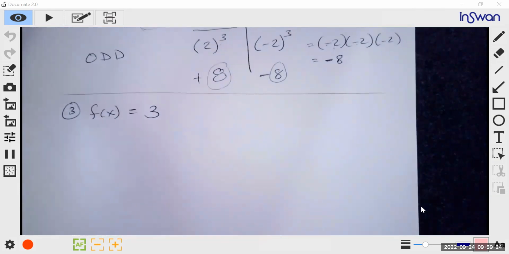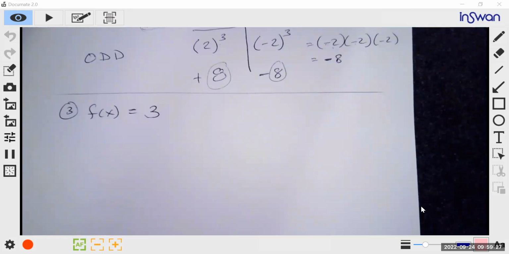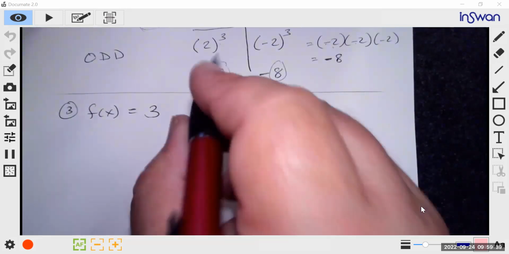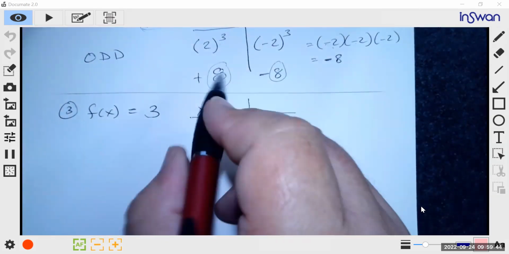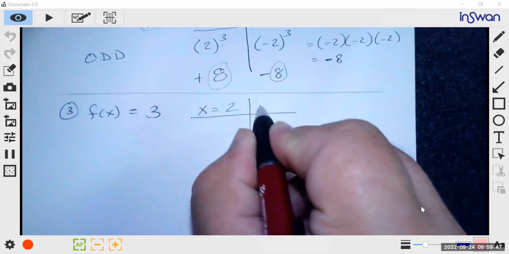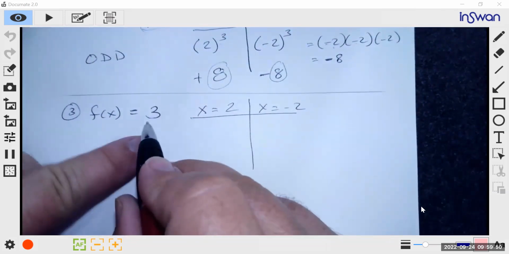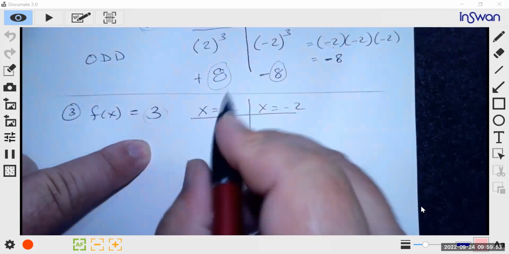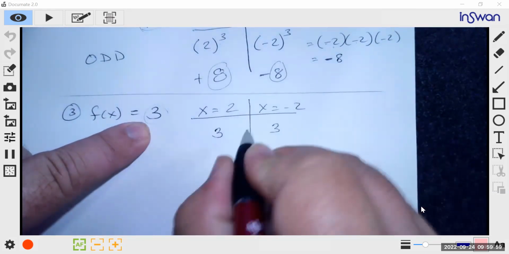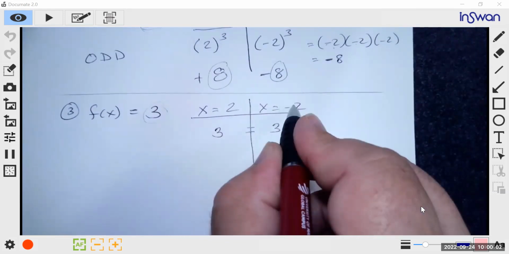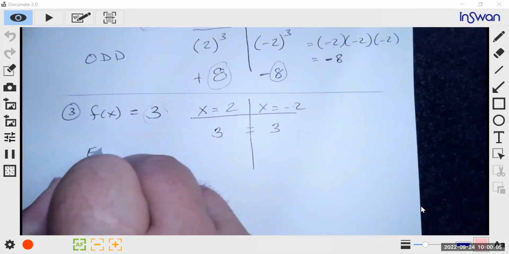How about a constant function? Is it odd, even, or neither? Neither. Ooh, what? How did you test that answer? Because it's constant, it's not going to go through the x-axis. Well, okay, let's say we pick a value for x, 2 and negative 2 again. If I put 2 in there, what happens? Does this number change? No. I put negative 2 in there. Does it change? No. So they're equal. Even if I put positive and negative numbers in there, it's equal. So this is an even function.